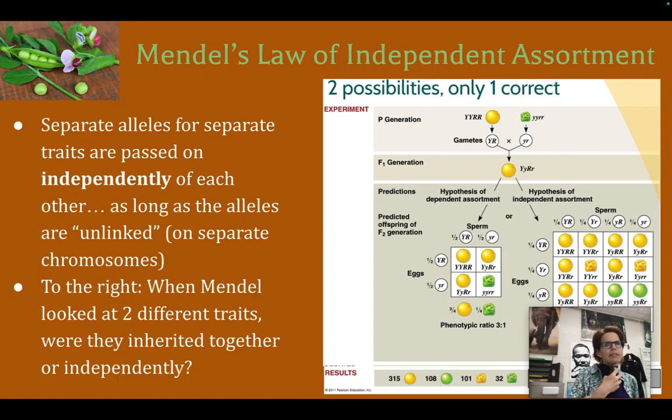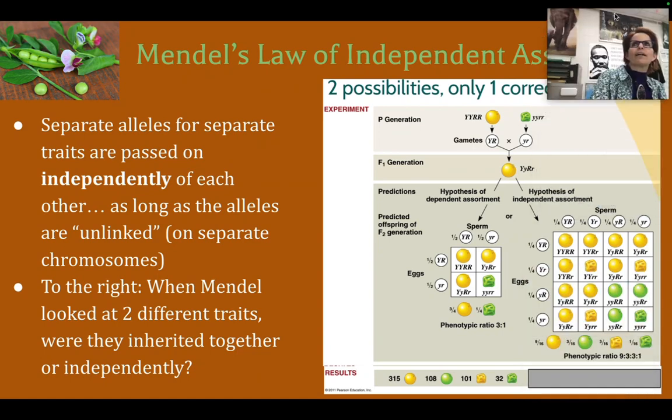So to the right, when Mendel looked at 2 different traits, were they inherited together or independently? Well, that's a little bit complicated, but let me see if I can get my image out of the way here. So he crossed, and remember that he can't see the letters. You can see the letters, but Mendel can't see the letters. So he crosses a yellow round pea with a shriveled green pea. And if they're inherited together, he would expect a 3-to-1 ratio. And if they were inherited separately, the color and the shape of the pea, then he would expect a 9-to-3-to-3-to-1 ratio.